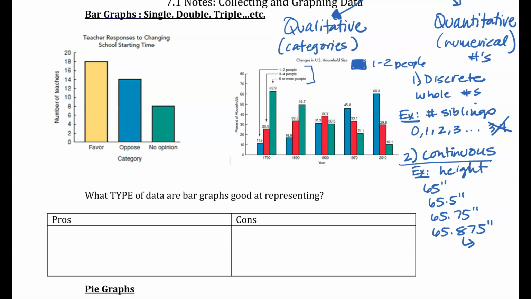So what type of data are bar graphs good at representing? Well, let's look at the data that we have here. In this first one, we've got favor, oppose, no opinion. So that's category. I would say categorical data, which is qualitative.